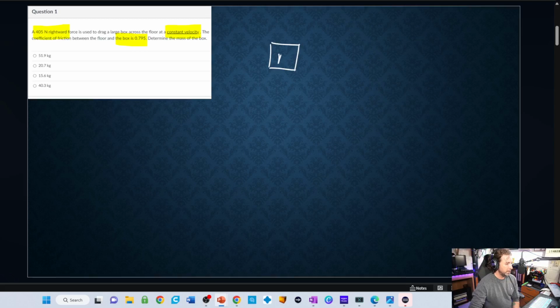So here is the box moving across the floor. We have the normal force. We have the force of gravity pointing straight down. And we have a rightward force. It doesn't tell us what the rightward force is, so we can just say, I'll call it a pull. Why not? You could write force applied. Doesn't matter. So there is friction. Remember, friction is going to oppose the direction that this thing wants to go, so it's going to be pointing to the left. And this is moving, so it is kinetic.